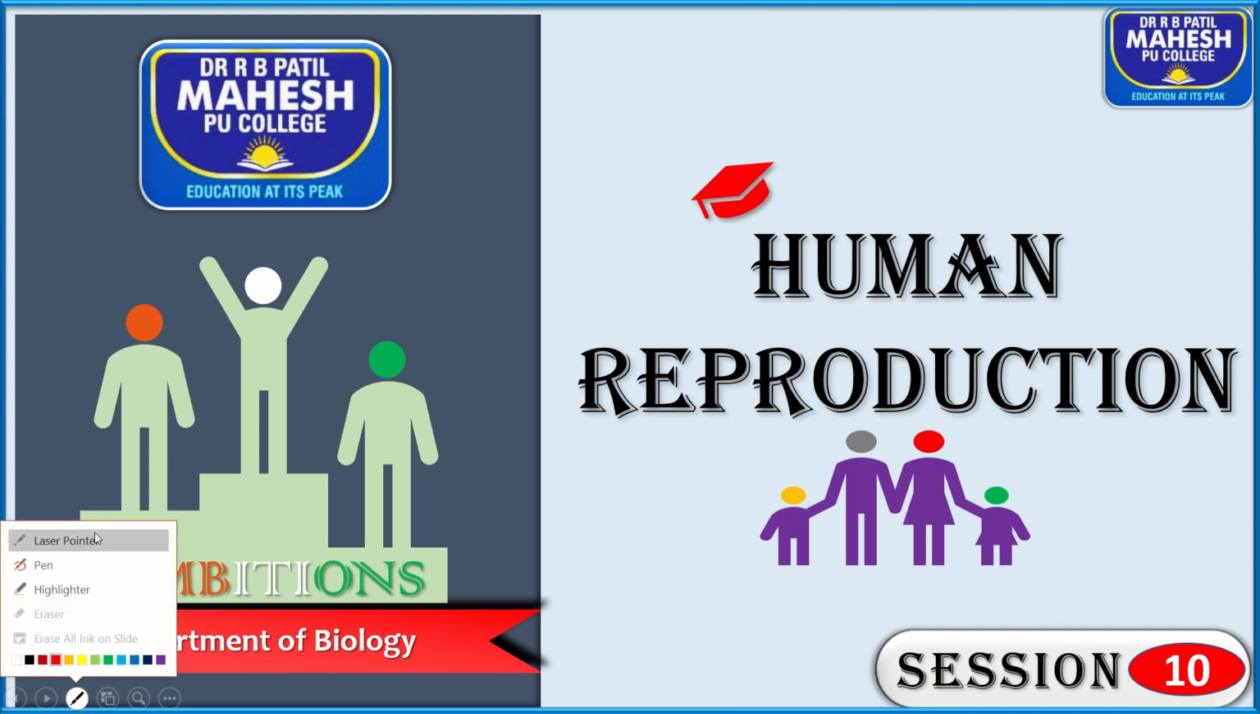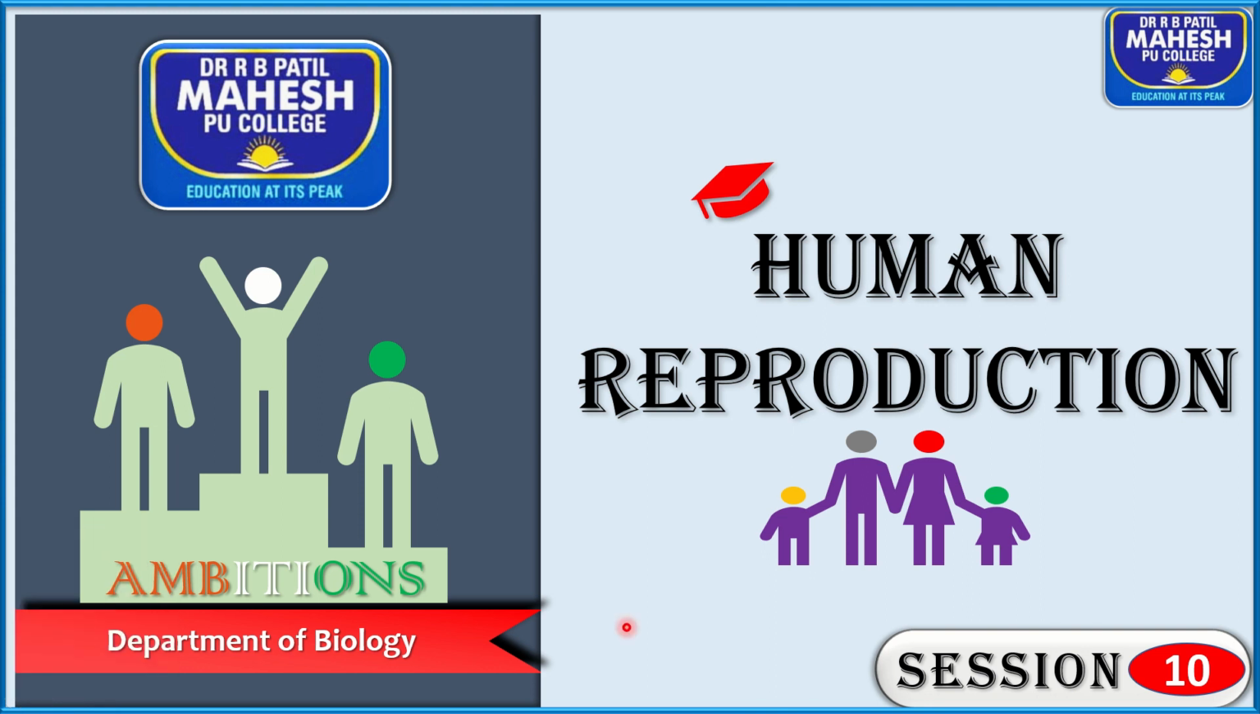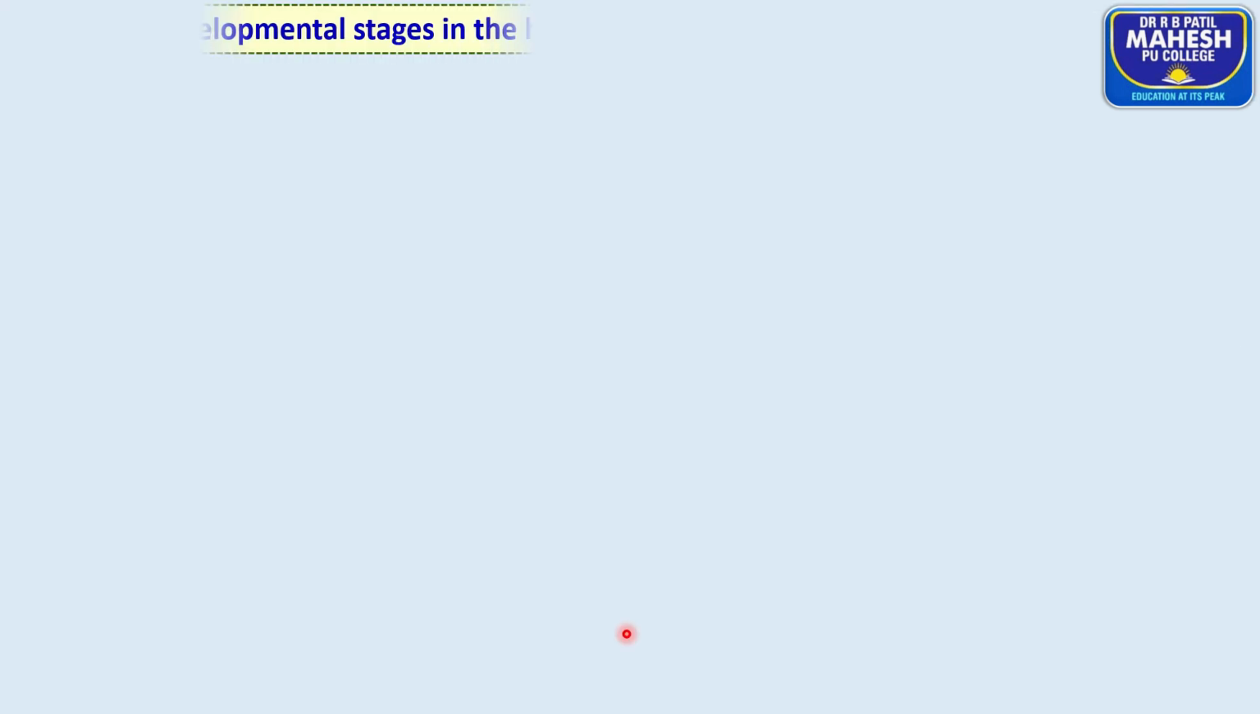Welcome back, students. In today's session, we'll discuss the important developmental stages in the human embryo. In the previous session, I discussed the gastrulation process. You already know that the process of transformation of single-layered blastula into three-layered gastrula is called gastrulation.